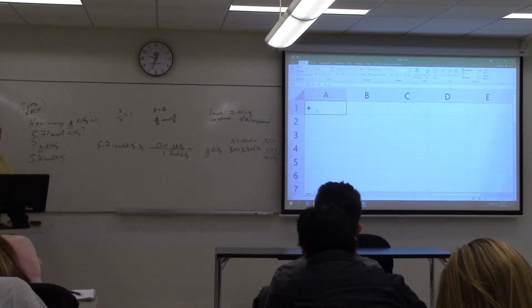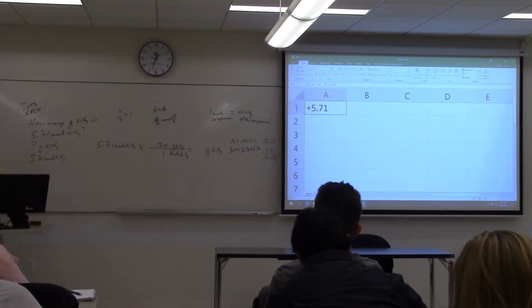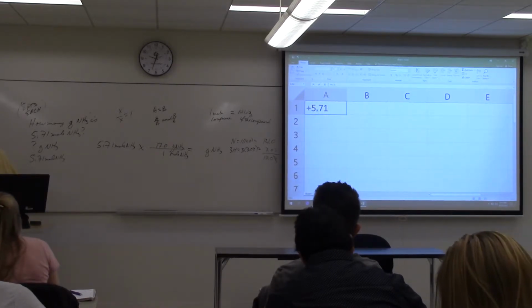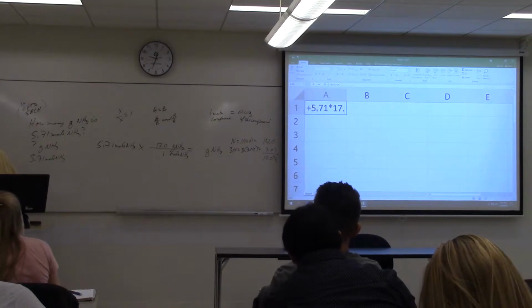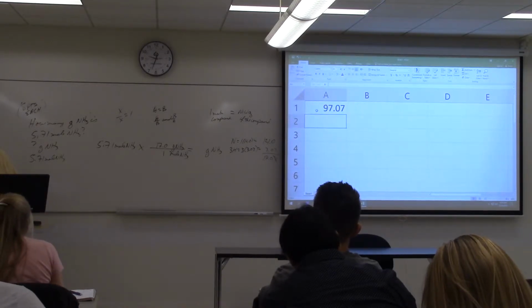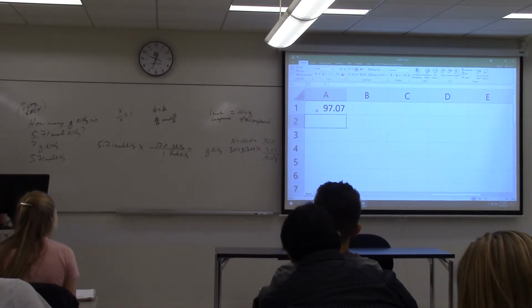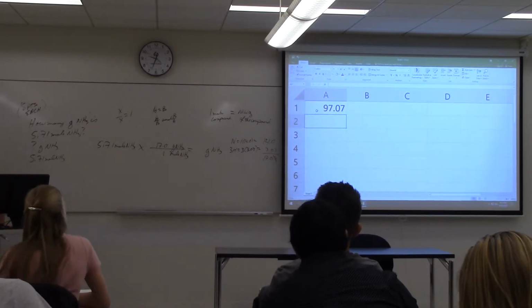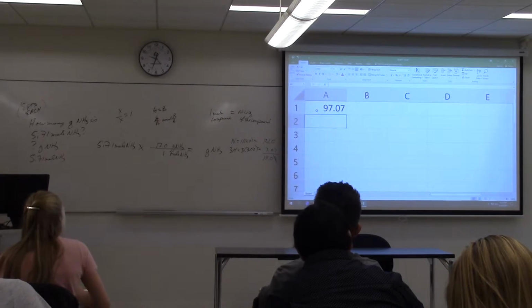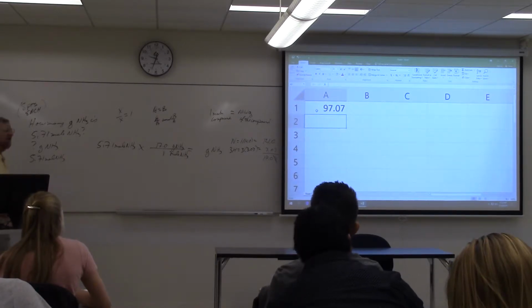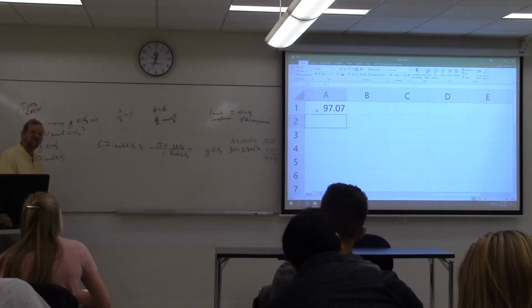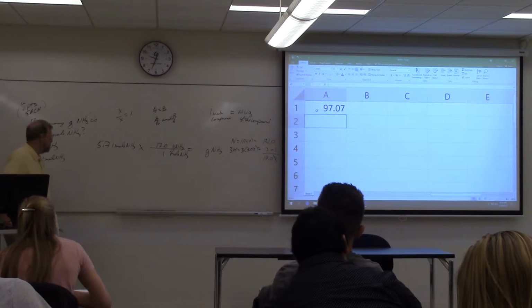And now I'll put in 5.71 times 17.0, hit enter. Here's what my calculator gives me. Now, don't forget, use proper significant figures for all calculations. This is a multiplication and division. You get the same number of significant figures in the answer as the number that you multiplied or divided that has the lowest number of significant figures.